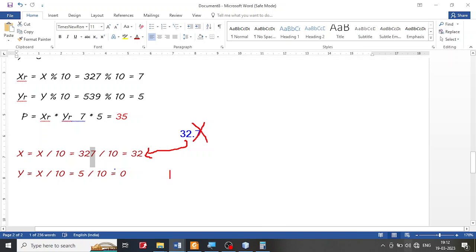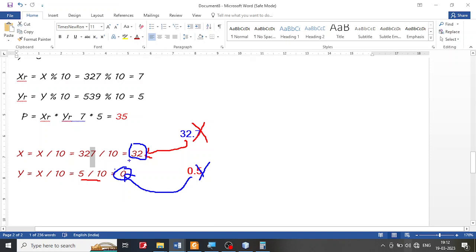Again the same thing, take 5 divided by 10, integer division. What is 5 by 10? It is 0.5. Now discard the fraction part. What remains is 0. Now you notice that one of them became 0, but the other one is non-zero. So one number is 0, but the other number is not 0.